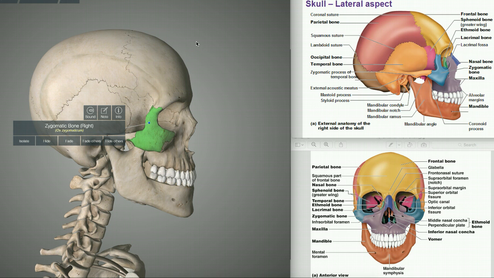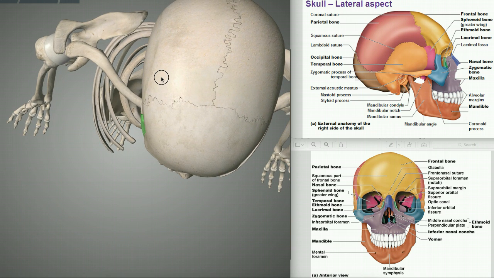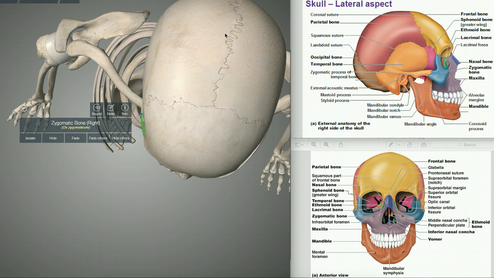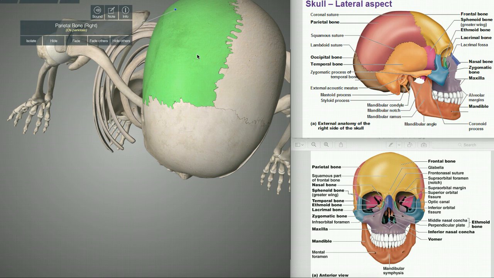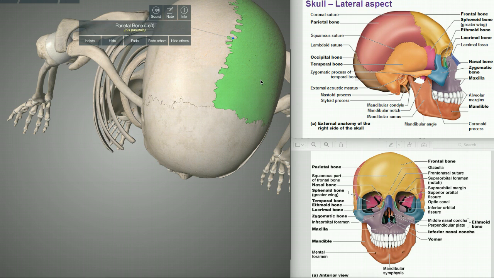Now, if we go back to this main part of the head, the top part, what we see here is the frontal bone, here's the parietal right, and here's the parietal left. Now, this zigzaggy line here is known as a suture, and I said before, a suture is an area or point where two bones connect to each other, and this is known as the coronal suture, which is shown here on the lateral aspect diagram.